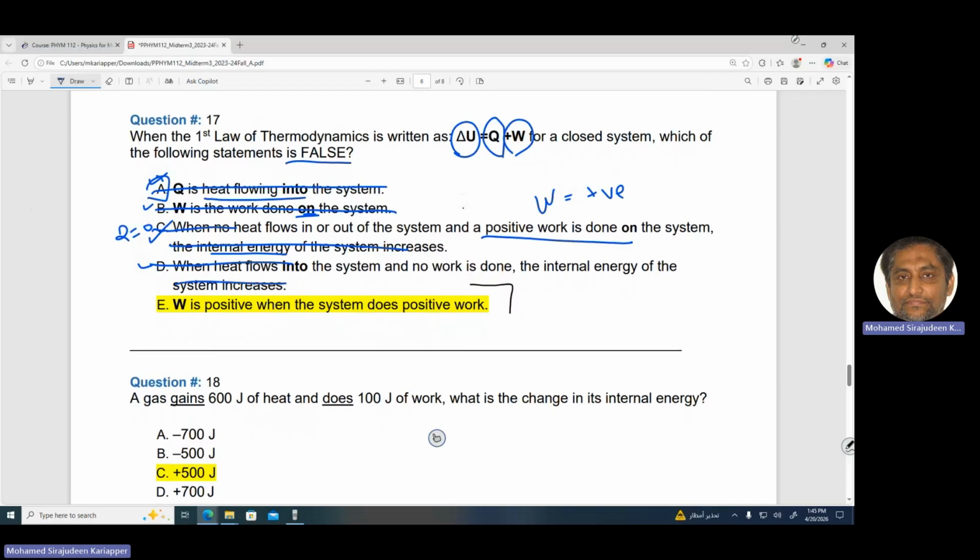W is positive when the system does positive work. System, not on the system. The system itself is doing the work, meaning work done on the system is negative. So it is wrong. Therefore, we pick it. All right, so this is the one that is wrong. Therefore, I select it.